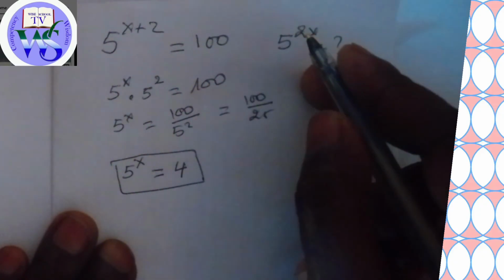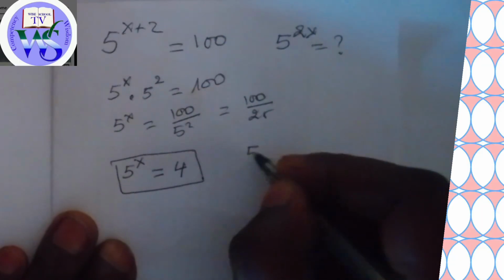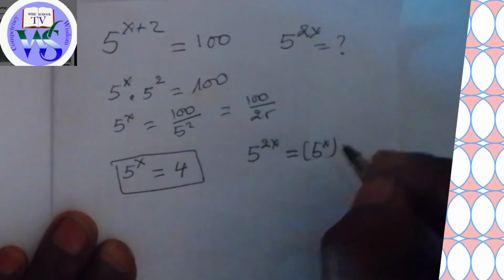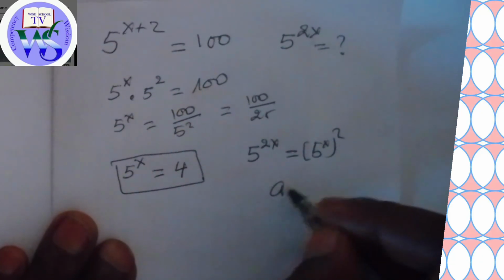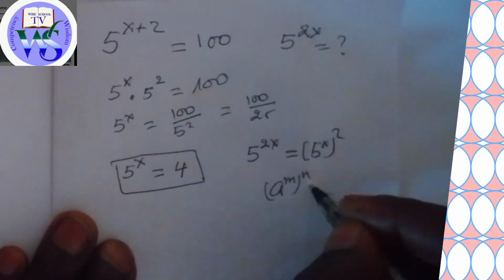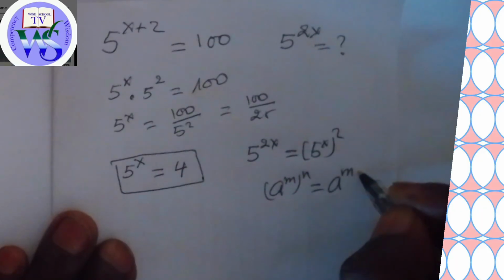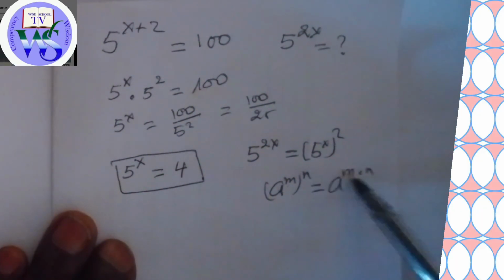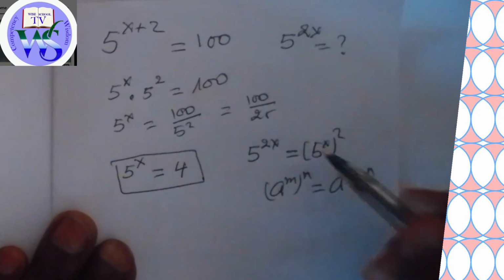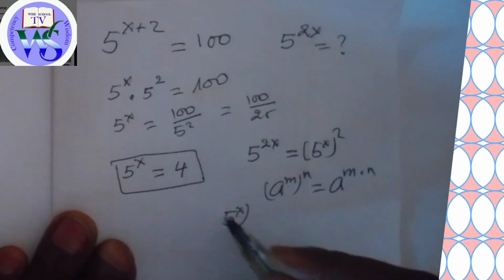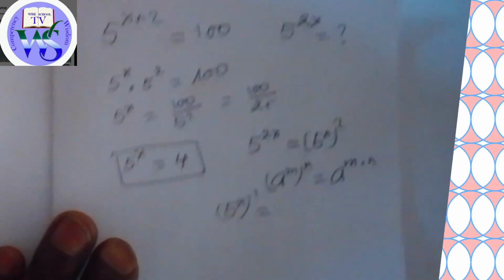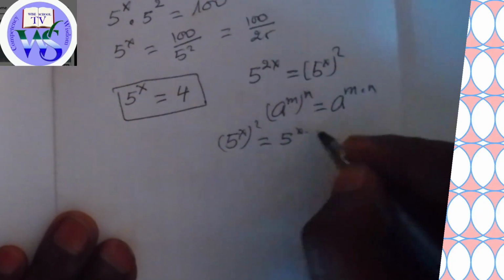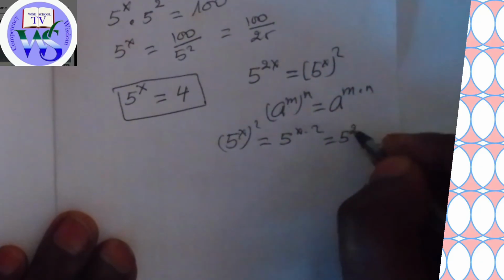So how to find the value of 5 power 2x? 5 power 2x is equal to 5 power x, then power 2. Because a power m power n is equal to a power m times n. So according to that, 5 power x power 2 is equal to 5 power x times 2, which is equal to 5 power 2x.